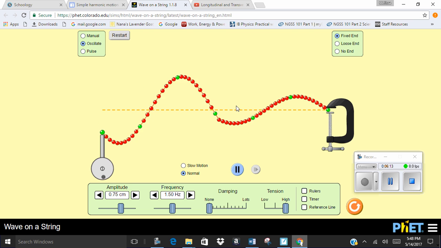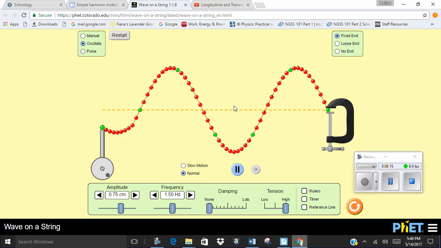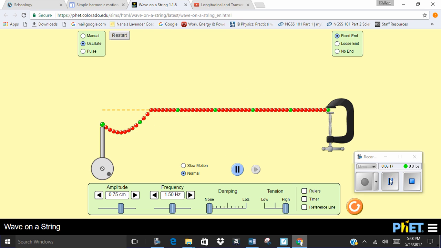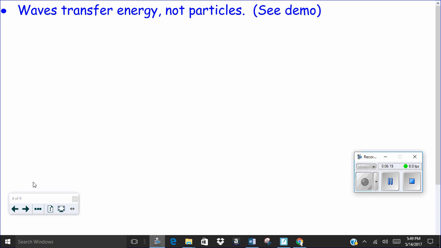This simulation is going to be attached to the Schoology page so you can play with it. Big takeaway here, waves transfer energy, not particles. Those particles are not moving down the length of the string. Those particles are moving vertically to the string. The wave is transferring energy.